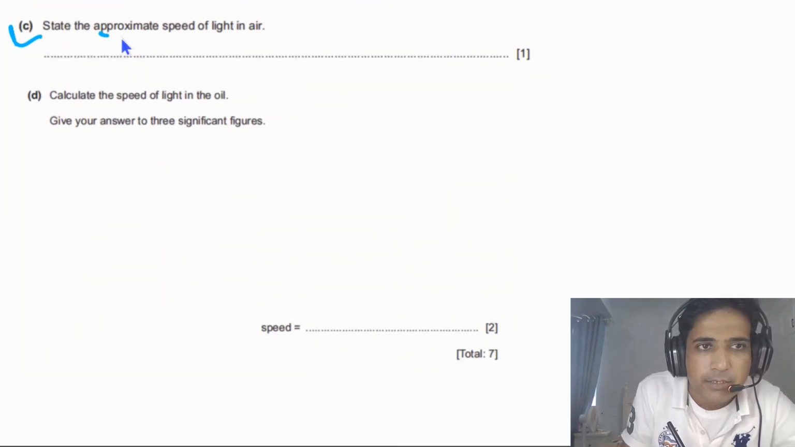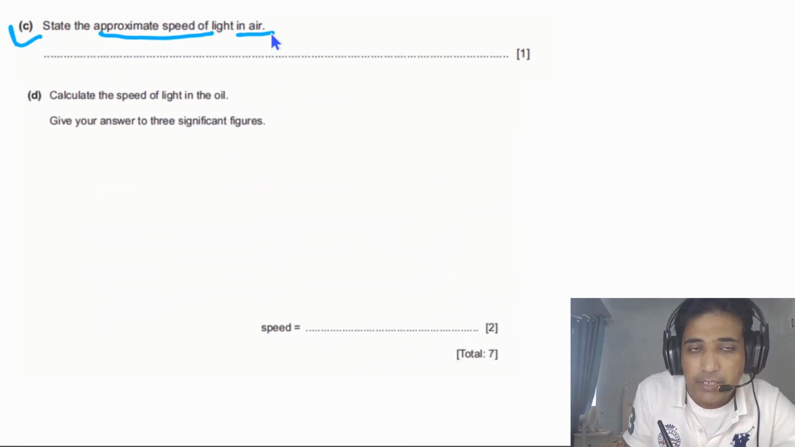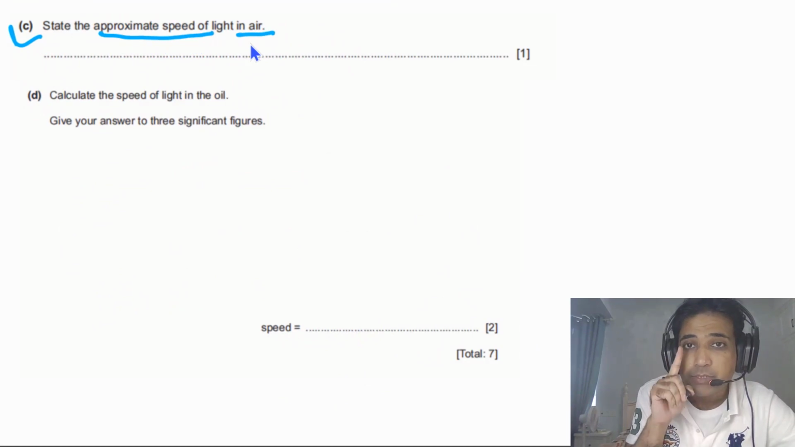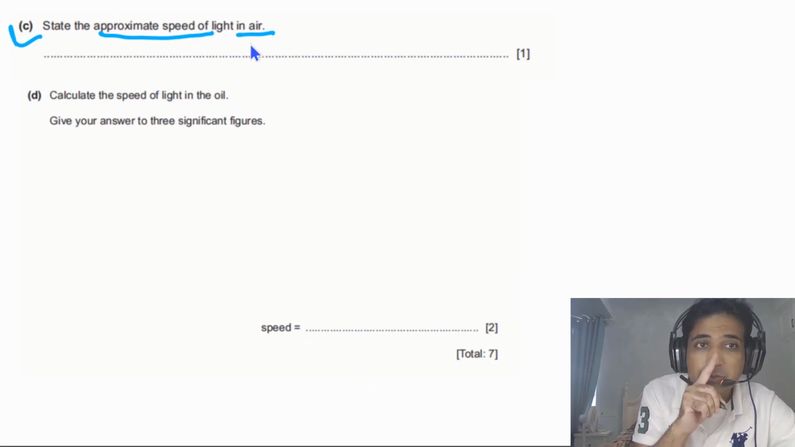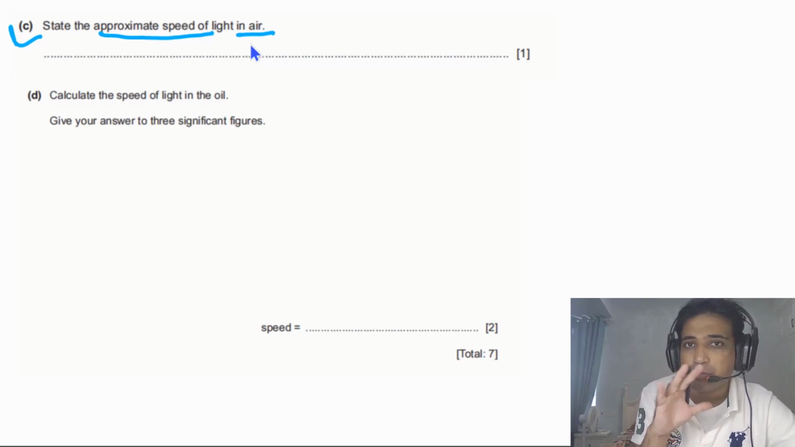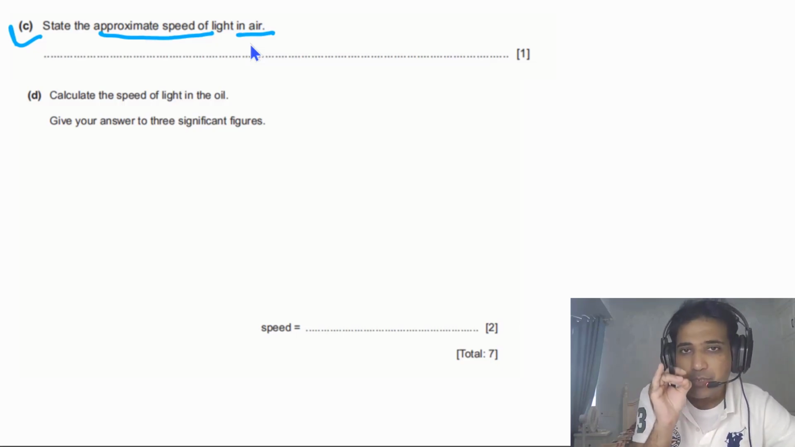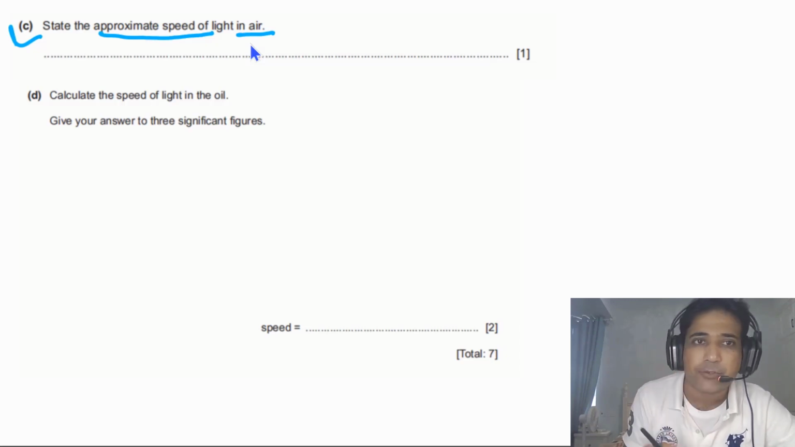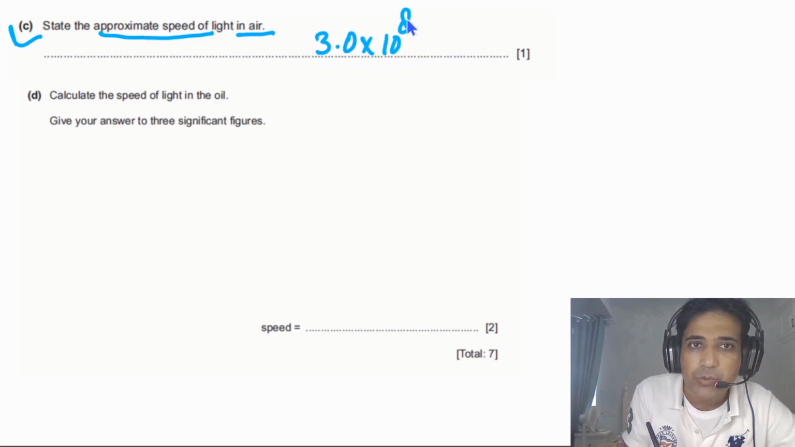Part C says state the approximate speed of light in air. Speed of light in different media is different, so the question is asking you the speed of light in air, or speed of light in vacuum. Approximately these two speeds are the same. The speed of light in vacuum is the fastest, and in air it is a bit slower, but at this level we can assume the speed of light is the same in air as in vacuum. So we can simply say this is equal to 3.0 times 10 to 8 meters per second.